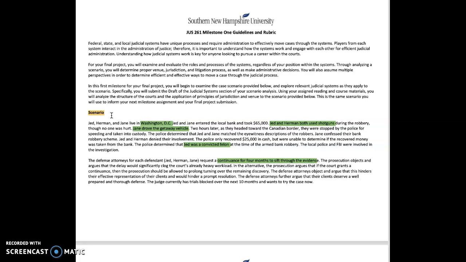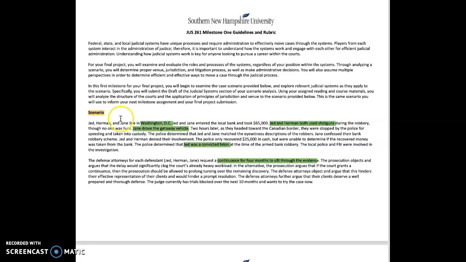Basically what we have is three characters, Jed, Herman, and Jane, that live in Washington, D.C. They go to a local bank in Washington, D.C., and they commit a bank robbery. The scenario outlines each individual's role within the bank robbery. One of the things you'll learn is that Jed is an ex-felon, and both he and Herman were armed with shotguns during the robbery. That'll become important later when we talk about sentencing, and that's later on down the road, more towards the end of the class, okay?